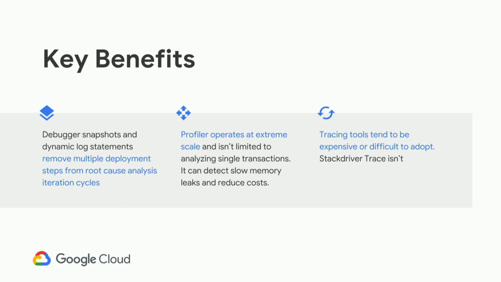Finally, we have Stackdriver Trace. Distributed tracing for the last few years has become generally better understood by a lot of our customers, and indeed the industry at large. But tracing tools tend to be either expensive or difficult to adopt. There are some open source solutions in this space. Generally deploying your own can be quite challenging, and a lot of the paid solutions are quite costly. Stackdriver Trace isn't. It's easy to get started with. For most customers, it's effectively free, and it can give you deep insight into how your service topology works and also into how to reduce latency of your application.